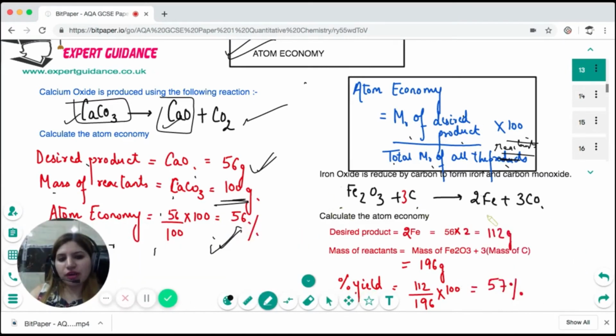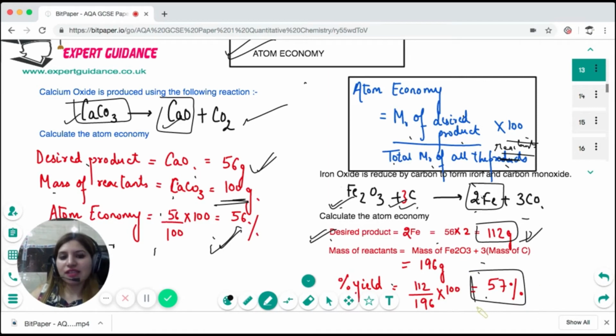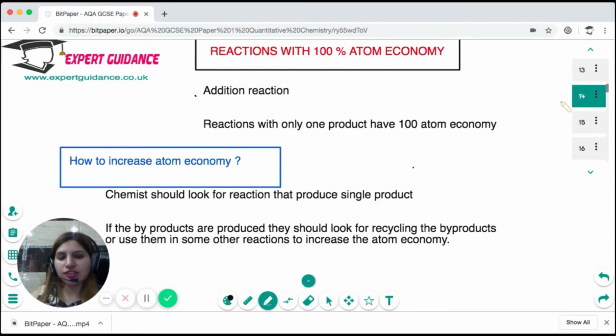Let's take another example. Fe2O3 plus 3 carbon gives 2 Fe plus 3 CO, and the desired product is iron. So what is the mass of the desired product? 2 times the MR of iron, which is 112 grams. What is the mass of all the reactants? That is the mass of Fe2O3 plus 3 times the mass of carbon. Once we do that, we get 112 over 196 times 100. That gives us the atom economy, which is 57%. Okay, so I hope this concept of finding the atom economy is clear to you.